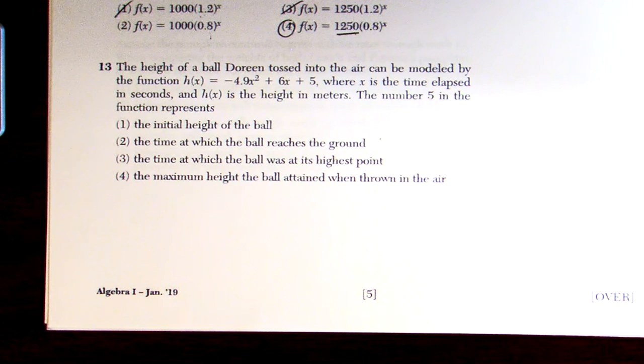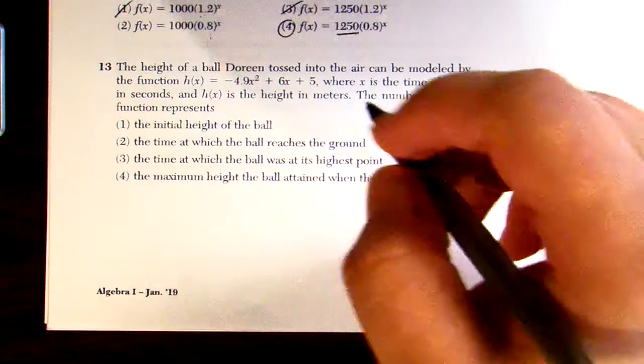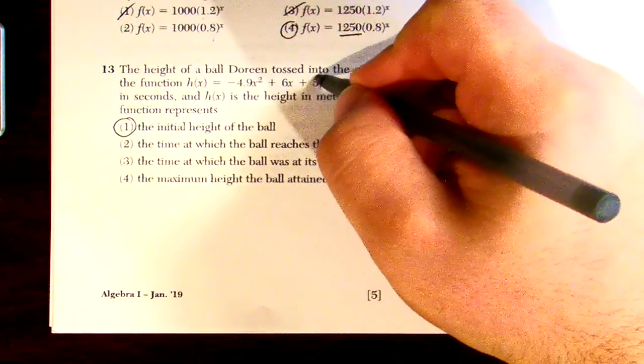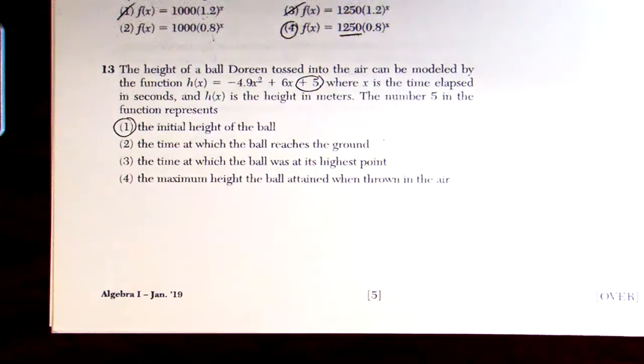So 13 says the height of a ball Doreen tossed into the air can be modeled by the function h of x equals negative 4.9x squared plus 6x plus 5, where x is the time elapsed in seconds and h of x is the height in meters. The number 5 in the function represents the initial height of the ball, because in quadratic equations your constant is going to be your height. So that's your constant, just the plain number. So that's the initial height of the ball.